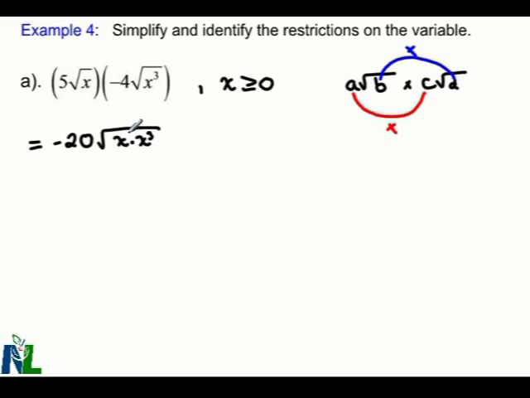To multiply these, I would need to use the laws of exponents. And the laws of exponents tell me that if I have two powers with the same base, and I'm multiplying them, then I can add their exponents. Since I just have x here, that would be x to the 1 times x to the 3, which would give me a product of x to the 4.